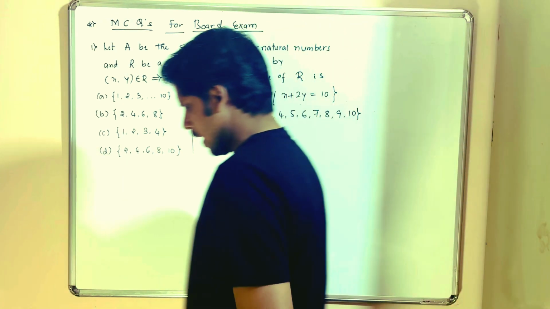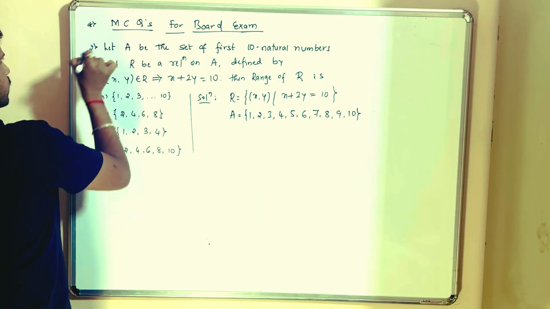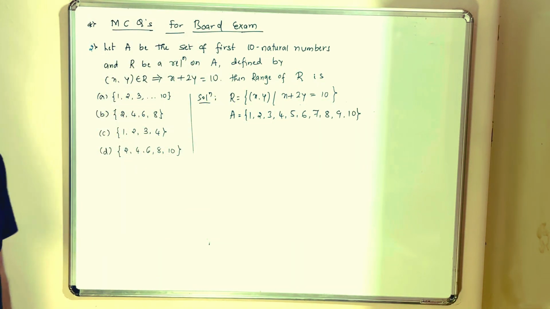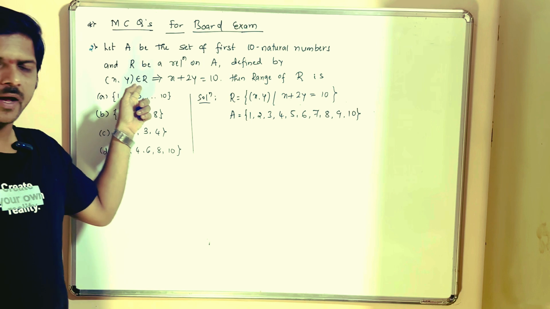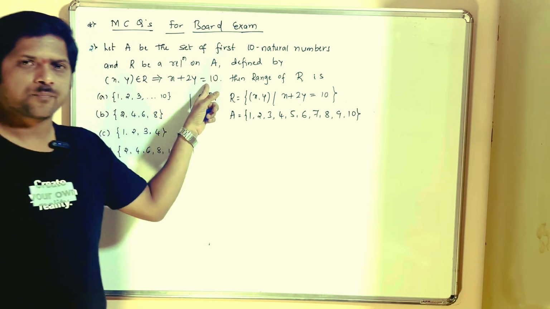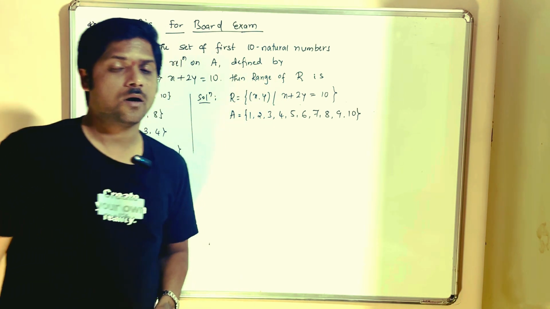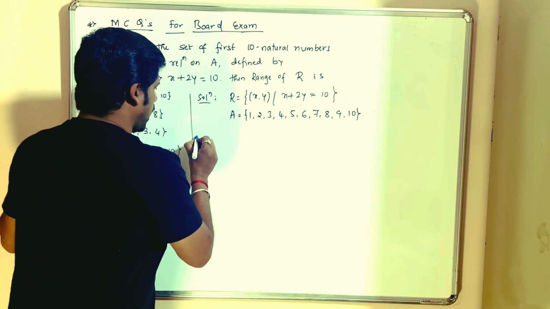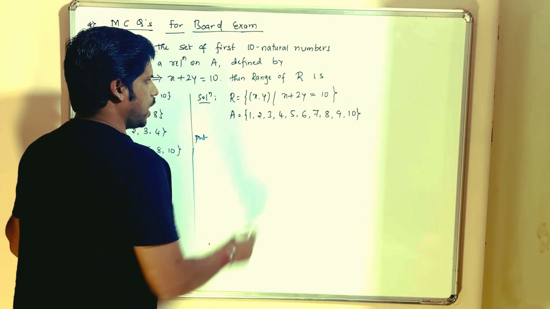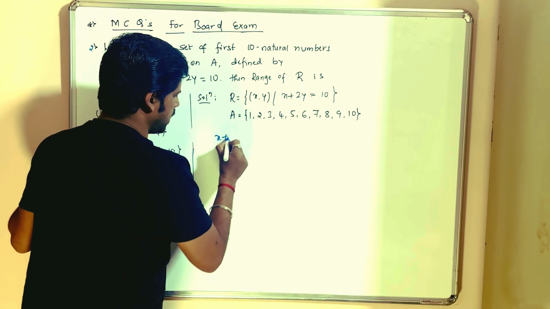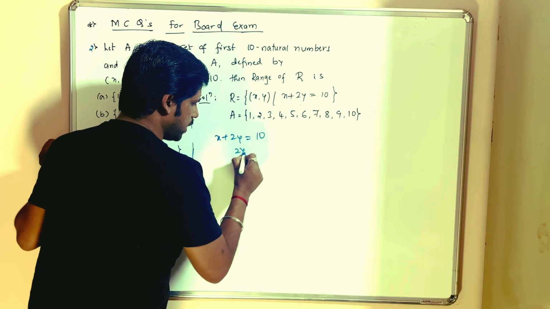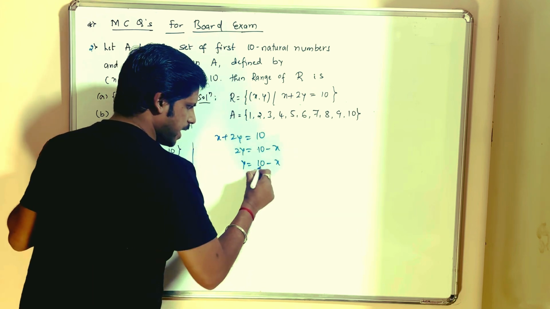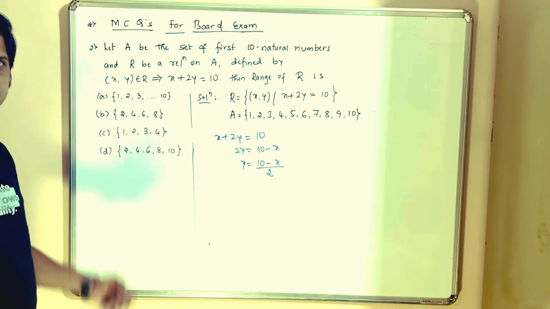Okay, now again I am going to consider the same example only. Let A be the set of the first 10 natural numbers and R is also the same, defined as (x, y) belongs to R when x plus 2y is equal to 10. Then this time we need the range. Again the same procedure. Put x equal to even numbers only. Here first x plus 2y is equal to 10, then 2y is equal to 10 minus x, then y is equal to (10 minus x) divided by 2.